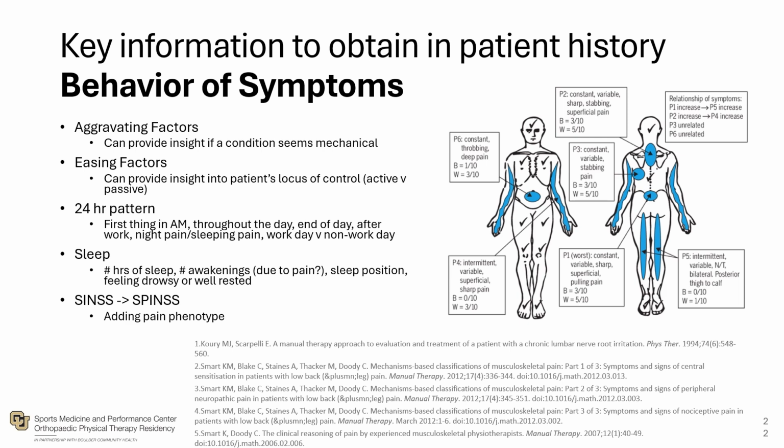If they only use hot packs or massage or passive things, they might have a passive locus of control. Or if they talk about exercise or walking, maybe they have more of an active locus of control. If they have a 24-hour pattern, you want to go through how's the morning, how's throughout the day, end of the day, after work. Do you have night pain or sleeping pain? How's the workday versus the weekends? Stuff like that can help us figure out what's going on as well.